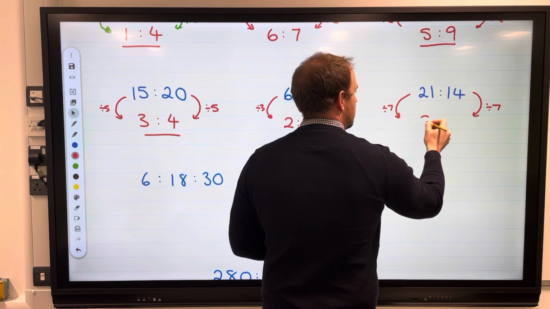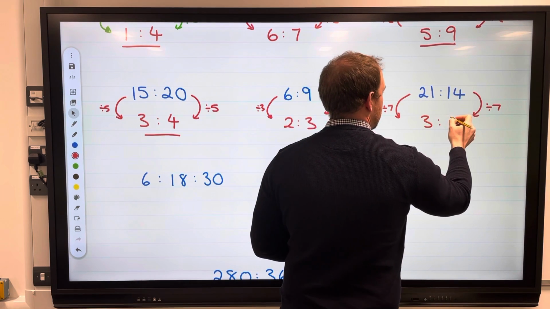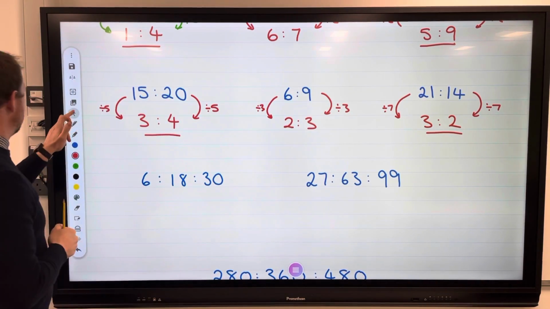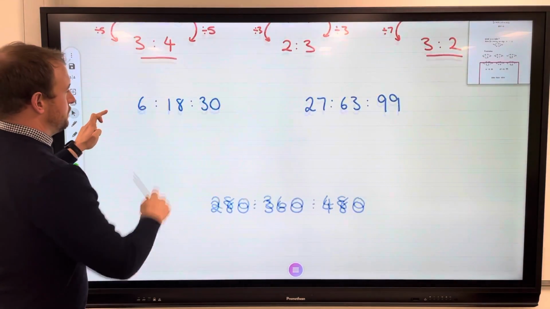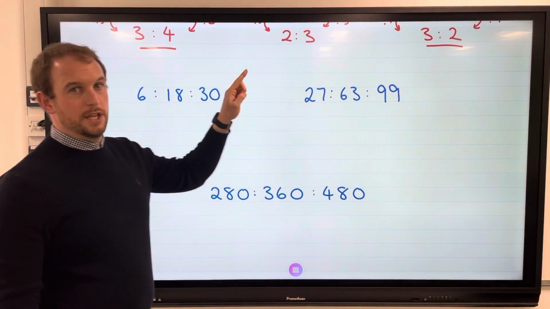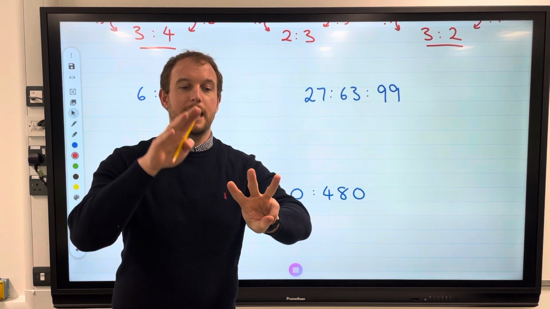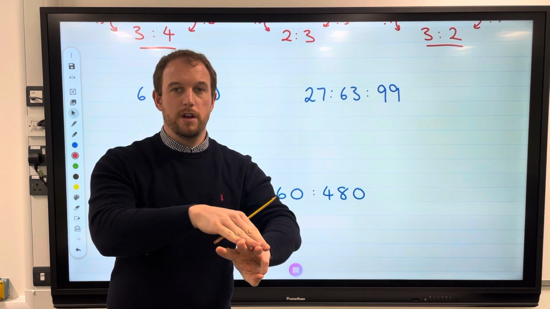21 divided by 7 is 3. 14 divided by 7 is 2. It's in simplest form. How about this one? 6 to 18 to 30. 3 parts now, exactly the same. We're going to find the highest common factor of all 3.